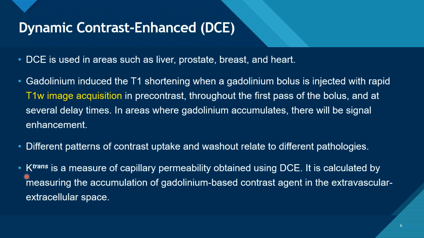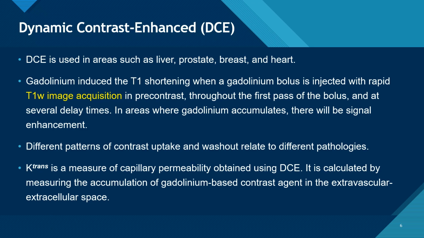So, a parameter specific to the dynamic contrast enhanced technique is K-trans, and K-trans is a measure of the capillary permeability, which we can obtain using the dynamic contrast enhanced technique. It is calculated by measuring the accumulation of gadolinium-based contrast agent within the extracellular extravascular space.